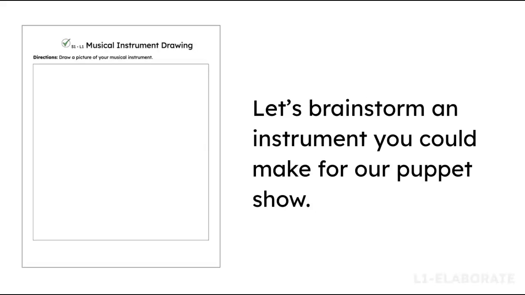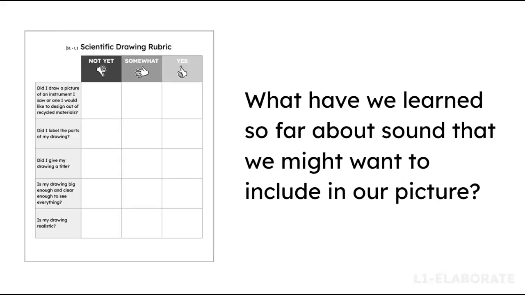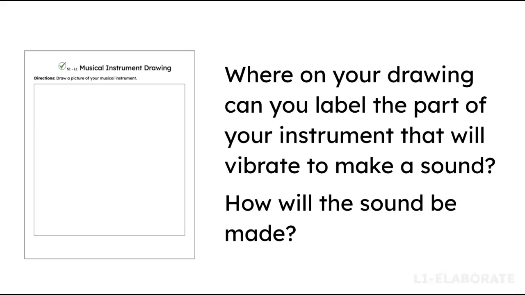For the elaborate portion, you'll have students draw a picture of an instrument that they could make in their musical instrument drawing student journal page. You'll direct students to the scientific drawing rubric student journal page and go over the rubric, making sure students understand what the categories mean. Students will come back to these drawings throughout the unit. After students complete their drawings, you'll ask them to label parts of their instruments that will vibrate to make a sound and how that sound will be made. You'll record the student responses in the 3rd row of the summary chart.